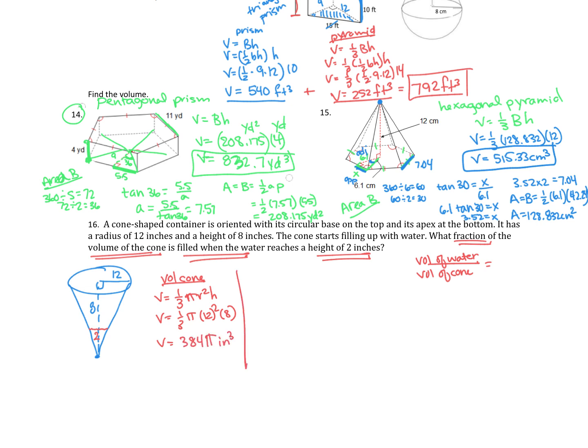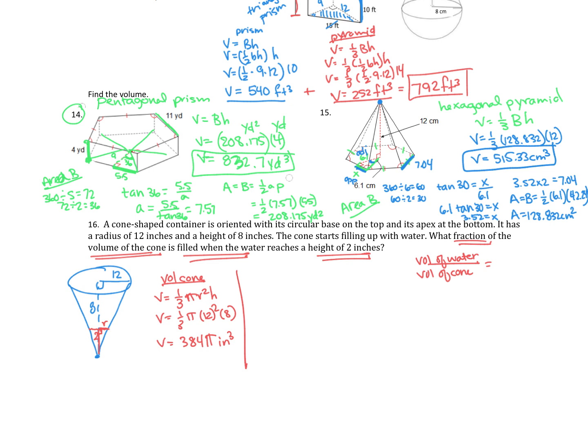So that's my cone. The problem with the volume of the water is I know the height is 2, but I don't know this radius. I don't know the radius. So I'm going to think about this as a miniature right triangle right here, where my height is 2 and my radius is r. So I need to find that radius.